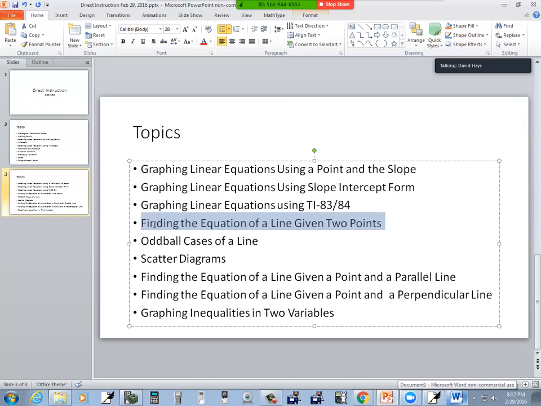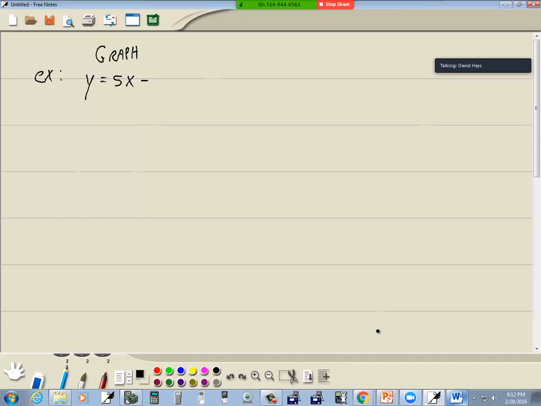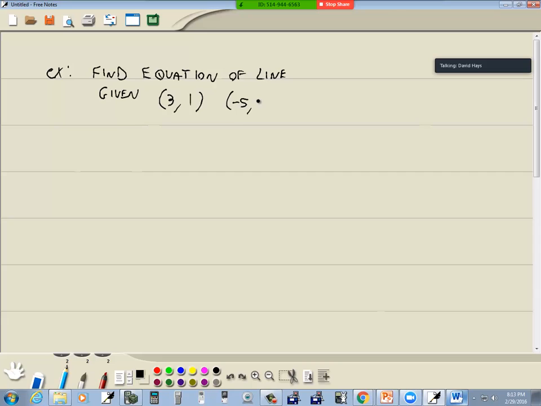Now we're going to take a look at finding the equation of a line given 2 points. Example: whenever it says find the equation of the line, we're always talking the slope-intercept form. So find the equation of the line, and I'm not going to write out all the words, but this is assuming that it passes through these 2 points. So the line that passes through these 2 points, we want to come up with the slope-intercept form.